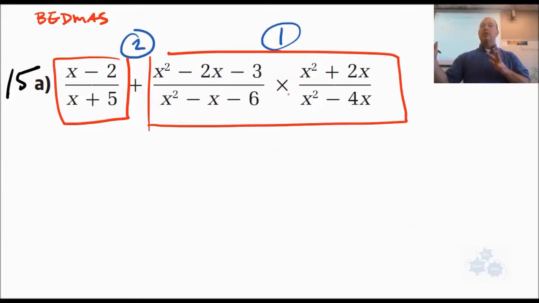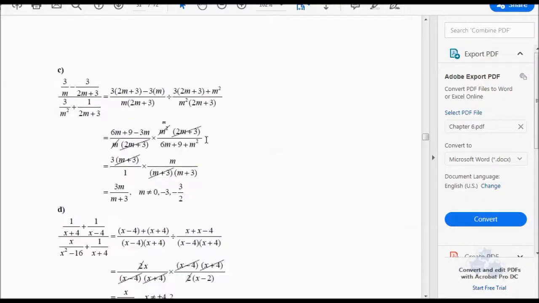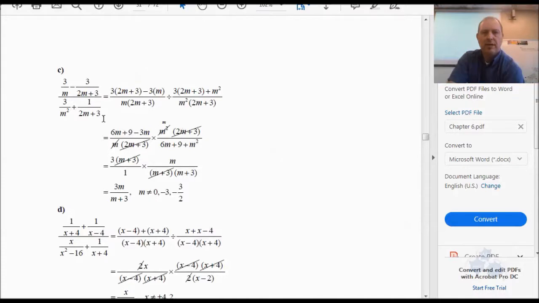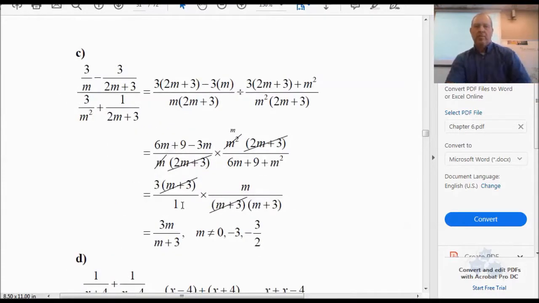So, yeah, multiplication first, then addition. I'll let you work through that one as well, okay? All right, so here's the solution document for 10C. It looks something like this, okay? So the answer should be 3m over m plus 3 with these restrictions, okay?